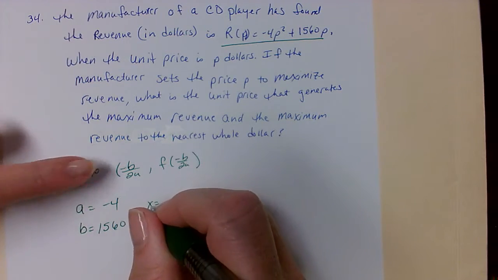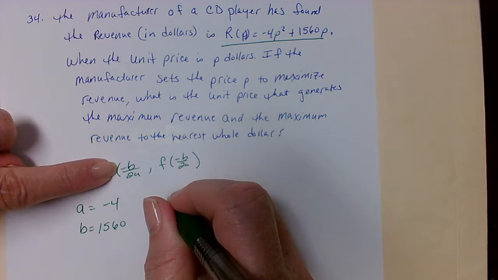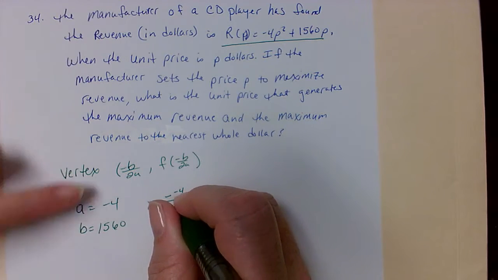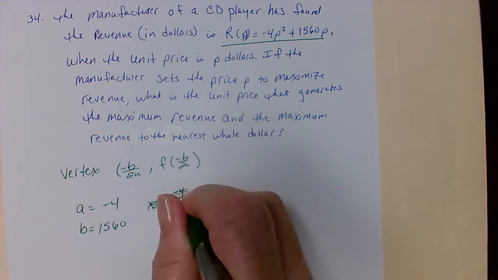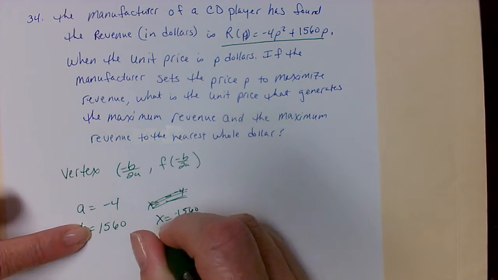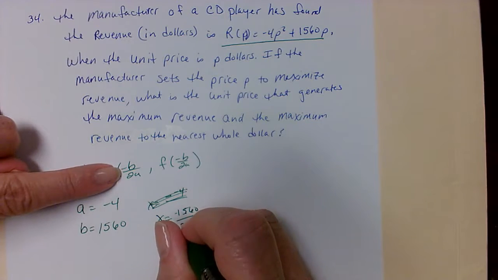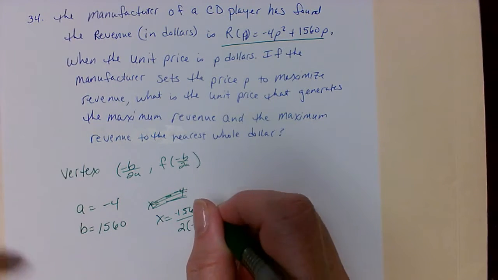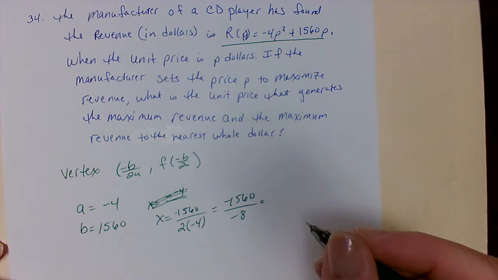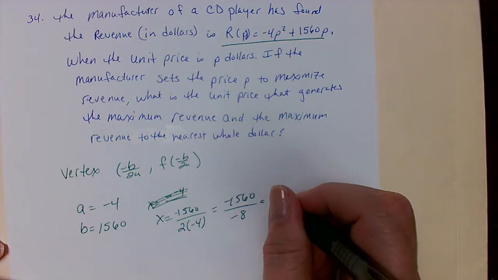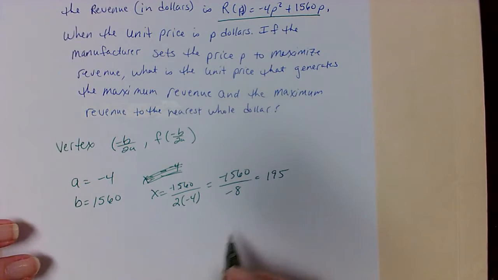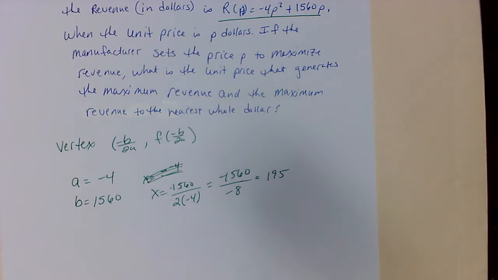So our x value will be negative b over 2a. It will be x is equal to negative 1560, because it's negative b, over 2 times a, which is negative 4, gets us negative 1560 over negative 8, and that will reduce down to 195. Now what we want to do is take that 195 and plug it back into our calculation up here.